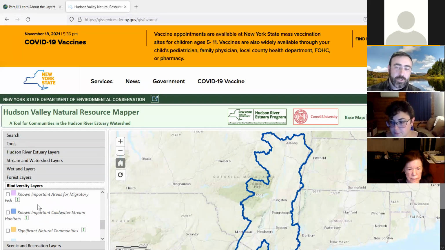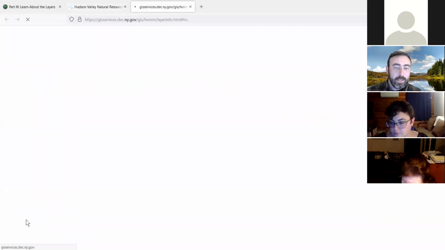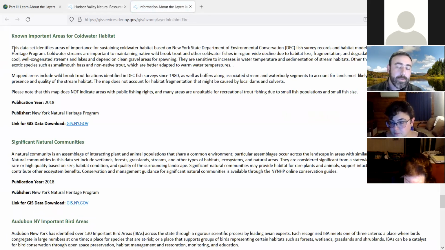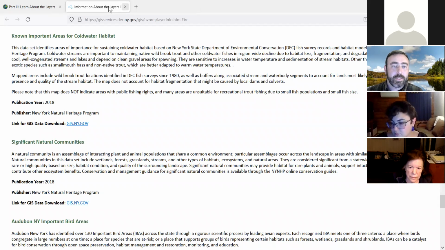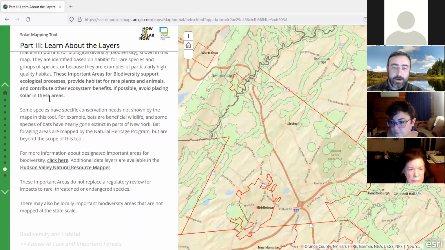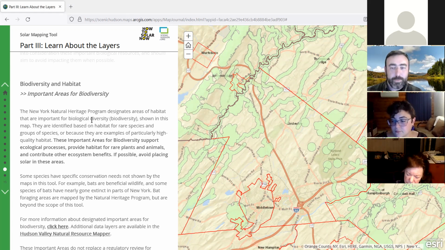A difference between this tool and the solar mapping tool, for one thing, is that it has layers turned on and off. And if you click on the eye, you get maybe a paragraph or a couple sentences about what the layer is. So it's a lot of spatial information, but not a lot of background necessarily on these layers. And the other thing, of course, is that it encompasses many, many layers, some of which have nothing to do with solar. So we've tried to pick the very best layers out of the Hudson Valley Natural Resource Mapper to bring in to the solar mapping tool. And so one of those is these important areas for biodiversity.